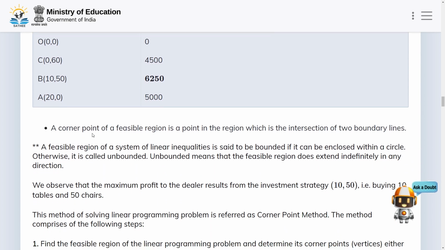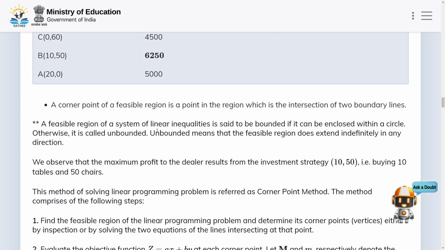A corner point of a feasible region is a point in the region which is the intersection of two boundary lines. A feasible region of a system of linear inequalities is said to be bounded if it can be enclosed within a circle, otherwise it is called unbounded. Unbounded means that the feasible region extends indefinitely in some direction.